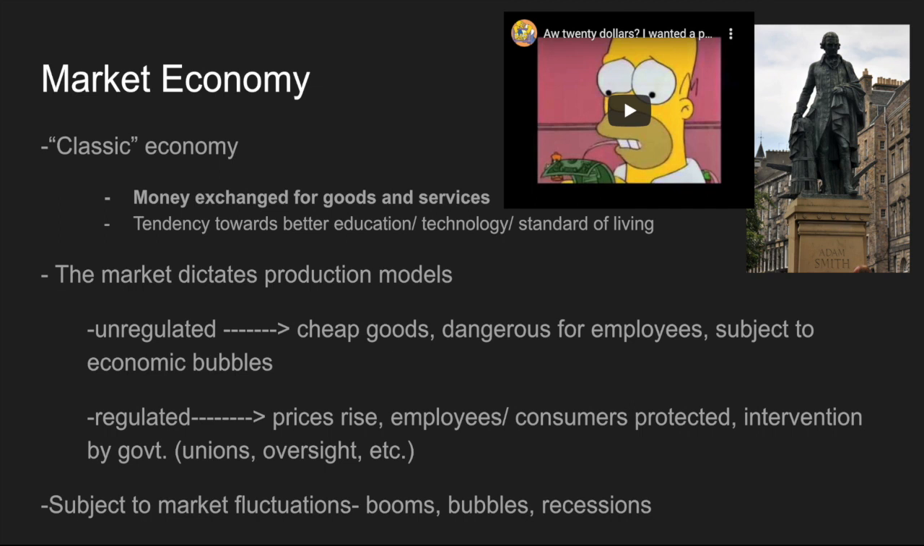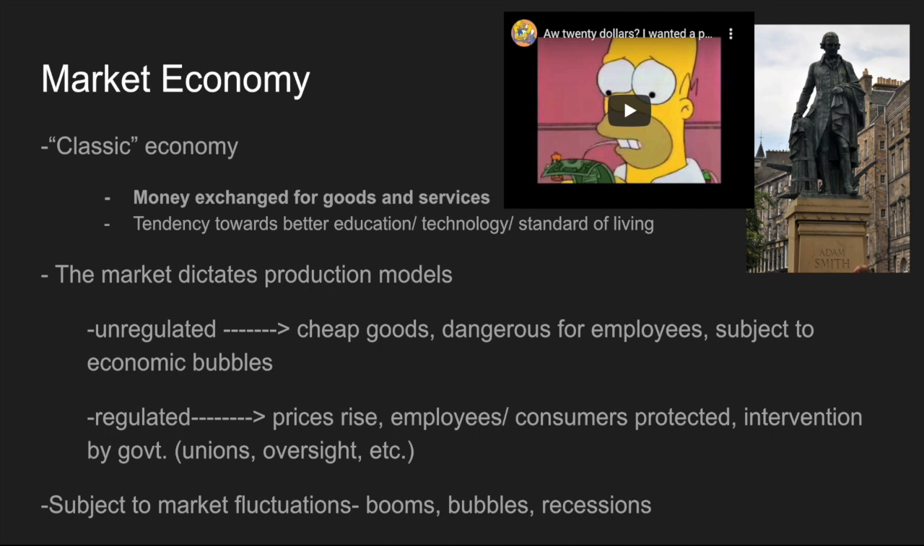How do we produce stuff? There are two ways to do this. And again, I wish we were in person because this is usually a fun one to talk about. But your two options are an unregulated market economy or a regulated market economy. So in unregulated, you're going to have cheap goods. They are cheap because conditions are dangerous for the employees, and they work on a very fast turnaround, which means they're subject to economic bubbles.